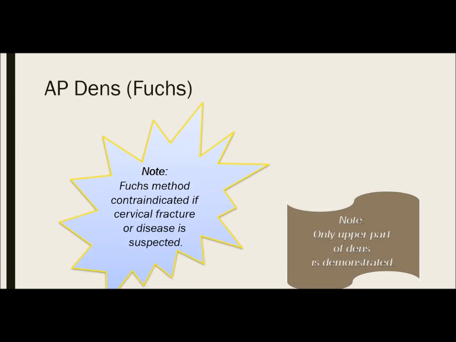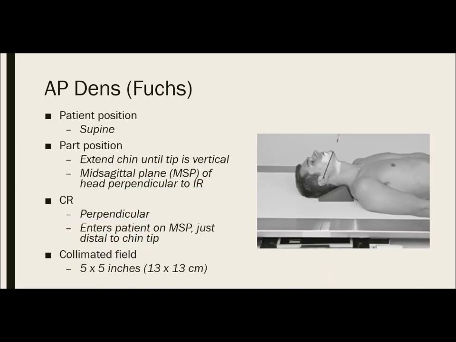Okay, so we're going to start first with our AP dens, which is the Fuchs. Just make sure you take note that the Fuchs method is contraindicated if a cervical fracture or disease is suspected, and only the upper part of the dens is demonstrated on this projection. So if you would do this dens projection, you would need to make sure that you also do the AP open mouth also. Now our patient position for this one is supine.